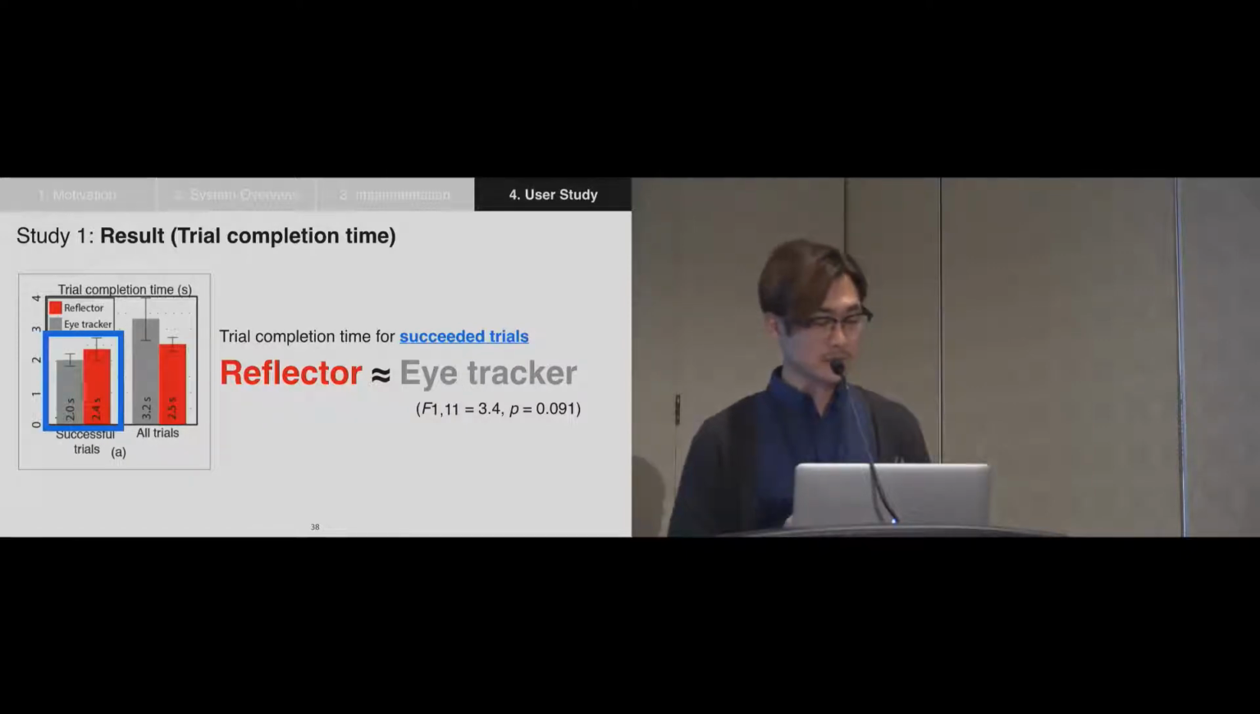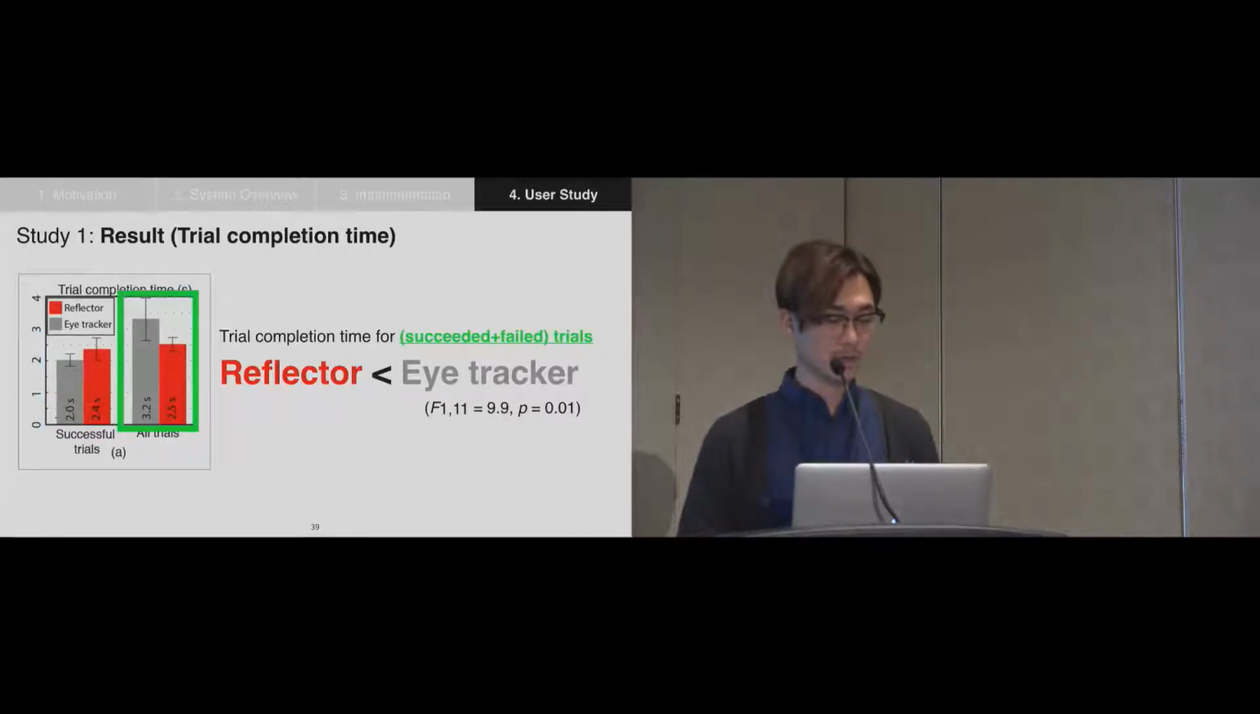As a result, there was no statistical difference in trial completion time for succeeded trials. However, when the failed trials were included in the statistics, the trial completion time of Reflector was significantly lower than that of the eye tracker. This is because the pointing position highly jittered with the eye tracker at far distance, which made it impossible to point at the target within the time limit, so many trials eventually failed with the eye tracker.